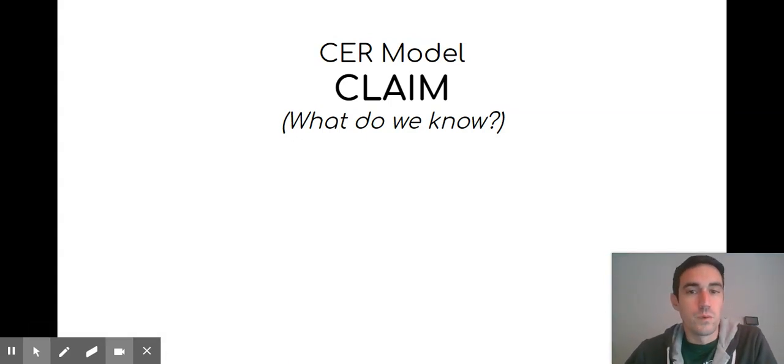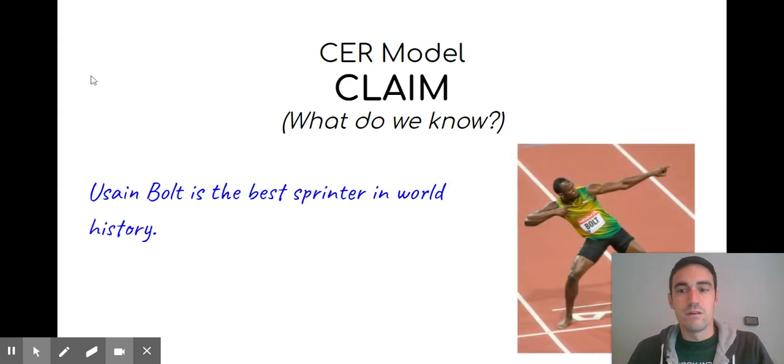Okay, next we're going to actually model our claim evidence reasoning response. So I'm going to start with my claim. Just what do I already know? For my claim, I'm going to talk about a man named Usain Bolt. You've probably heard of him. My claim is going to be that Usain Bolt is the best sprinter in world history.